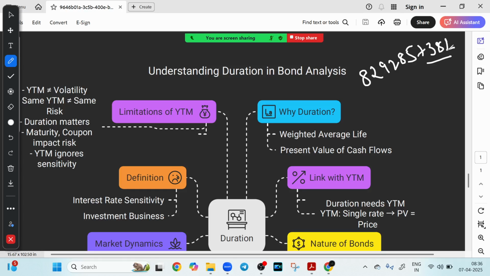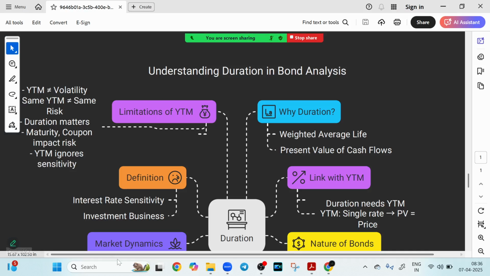Now friends, let's look over to the next slide we have. So friends, we are diving into one of the most misunderstood yet powerful tools in bond analysis, that is called duration. Right. So duration simply tells us one thing: how sensitive is a bond to interest rate change. That is what duration tells us.